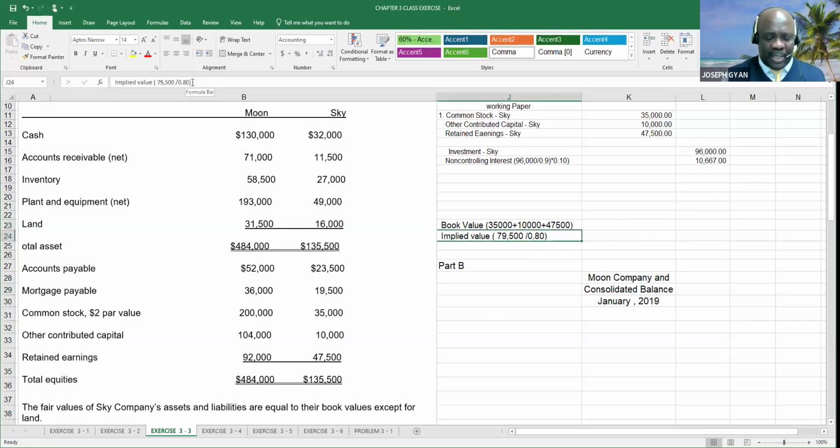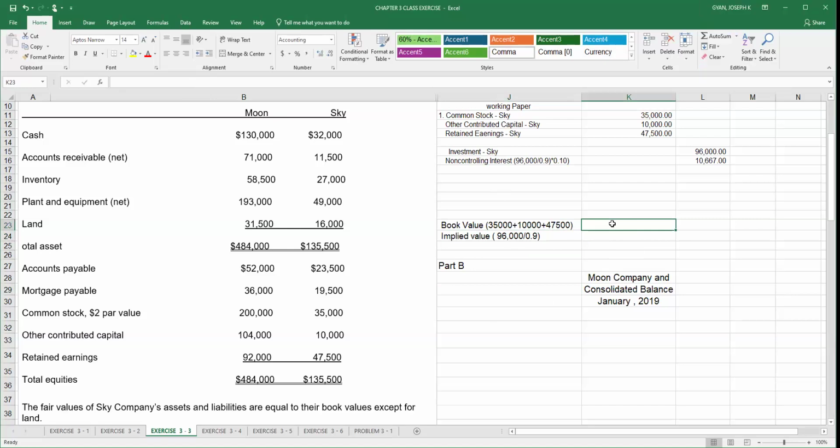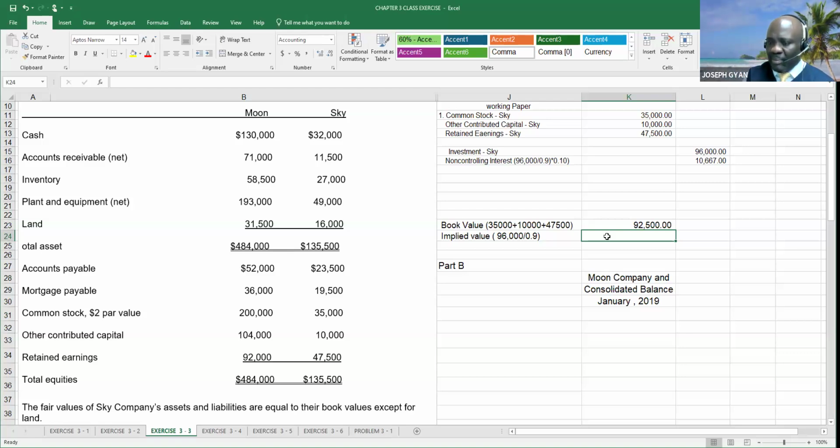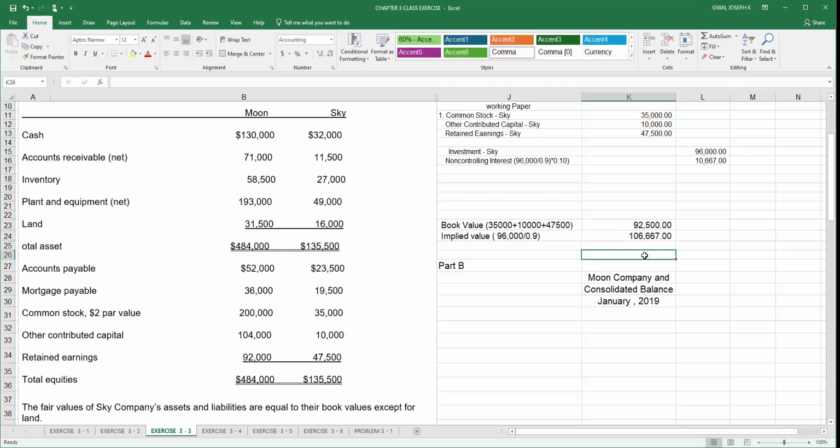And then the implied value here is what? 96,000 divided by 0.9. So how much do we have? The book value is 92,500. Now let's compare to the implied value. How much is the implied value? $106,667, right? Okay, so how much is the difference?